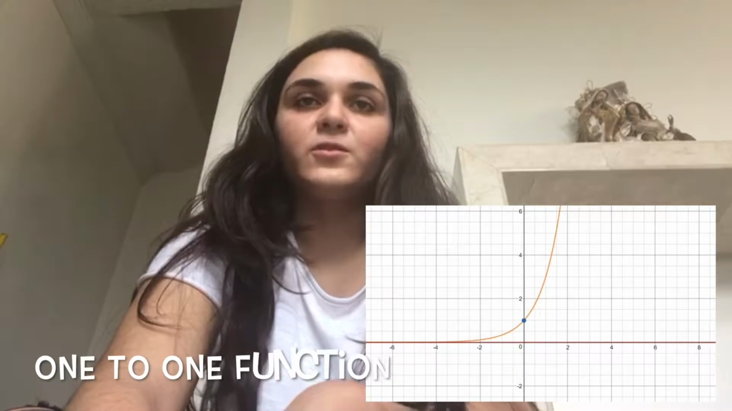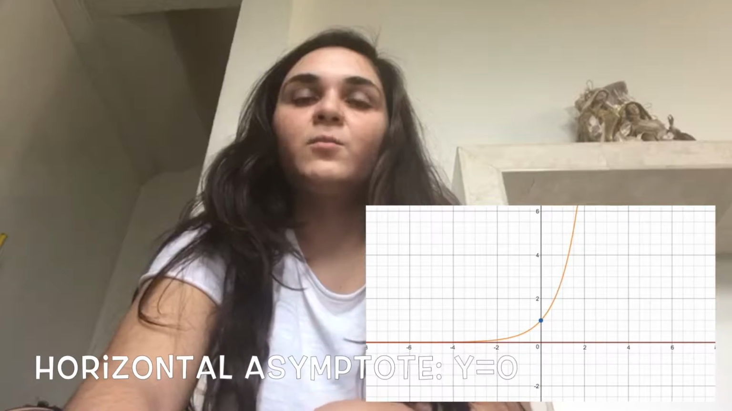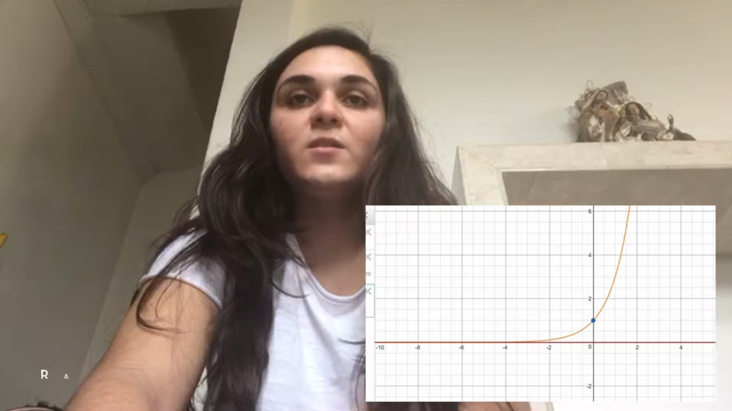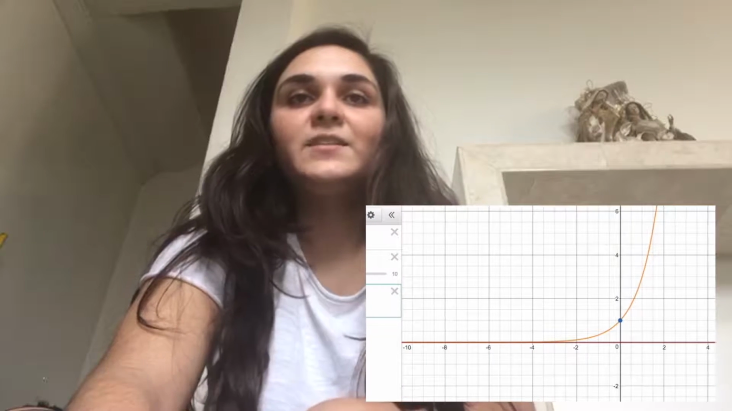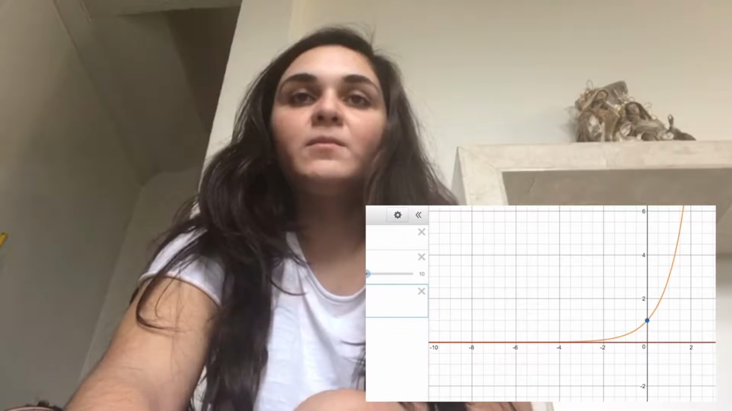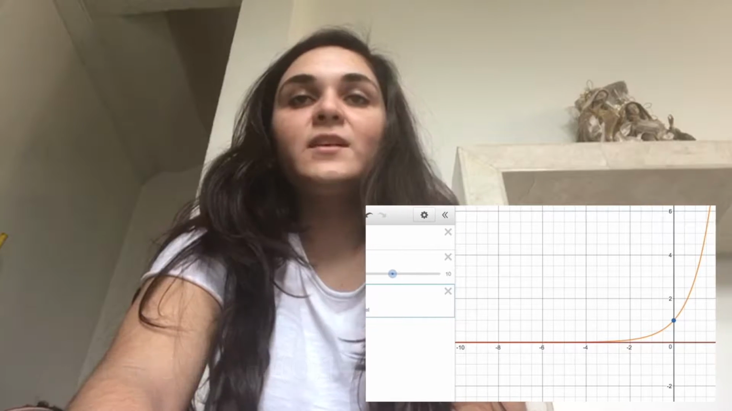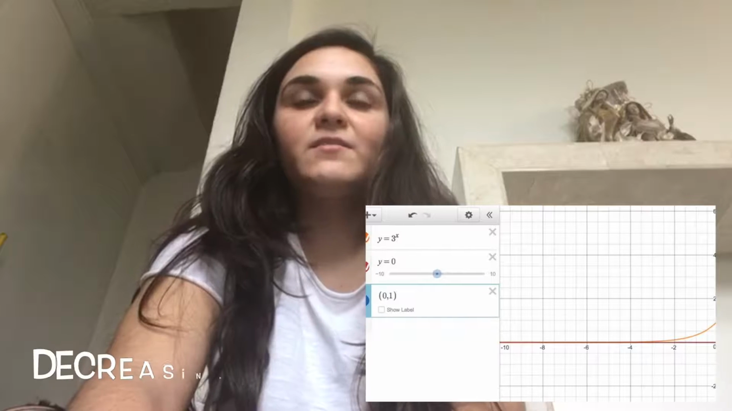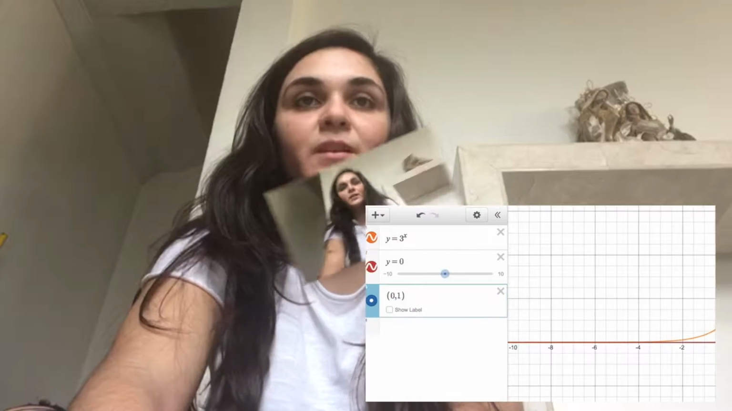Its main characteristic is that it's a one-to-one function. It has a horizontal asymptote of y equals 0. Domain all real numbers, range 0 to positive infinity. X-intercept none, y-intercept 0,1. Increasing if b is greater than 1, decreasing if b is less than 1. Exponential decay is a process of reducing an amount by a consistent percentage rate over a period of time.